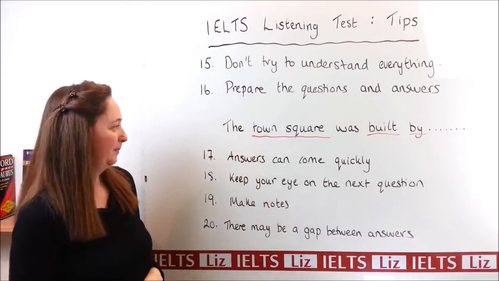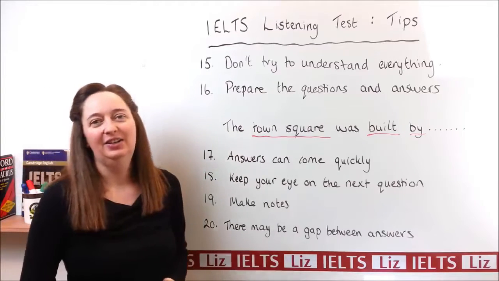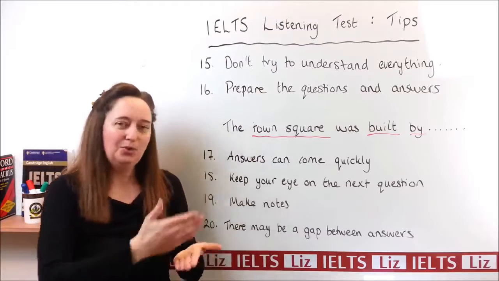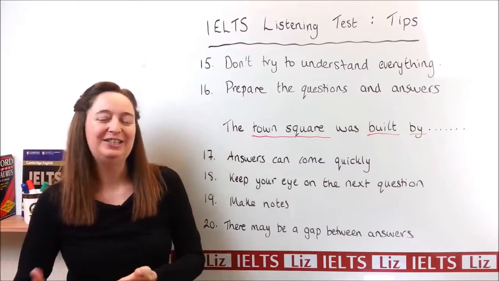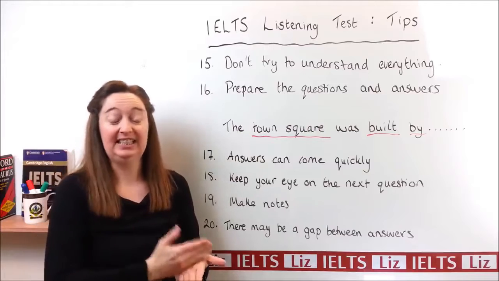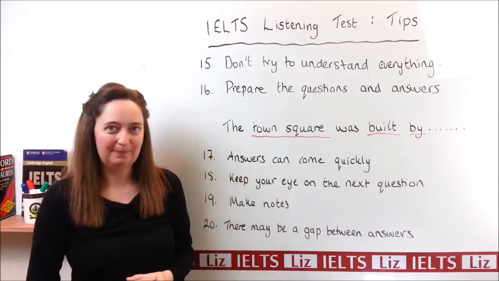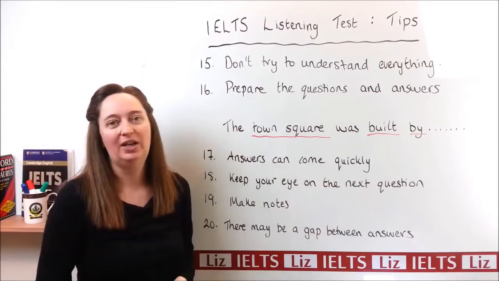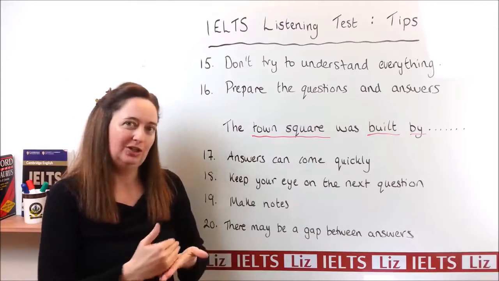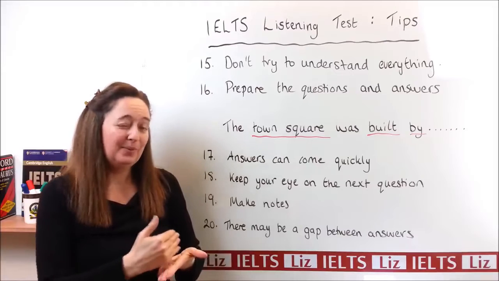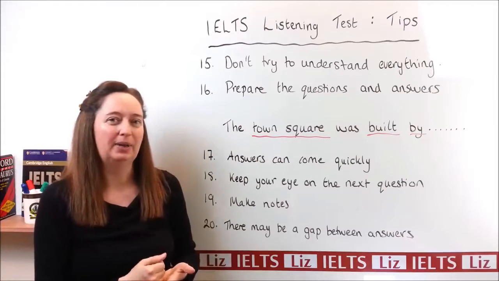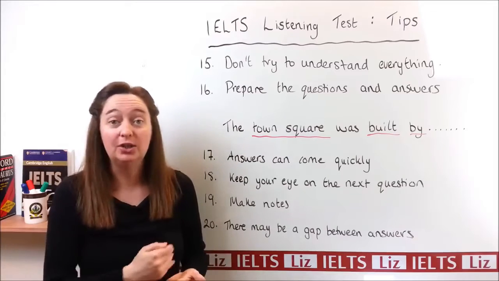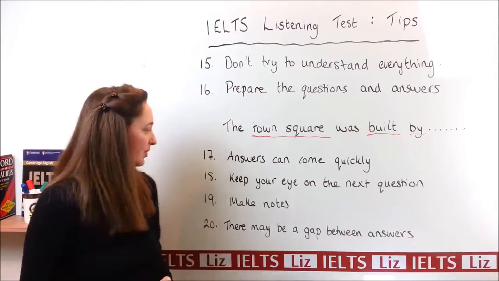Tip 17. Answers can come quickly, so be prepared for that. The answers do not come at regular intervals. You could get suddenly 3 answers coming together. That means you need to keep your eye on the next question. So don't just look at the question that you're looking for. Keep your eye on the other questions coming so you can move quickly to the next question and you don't lose time, you don't get lost.